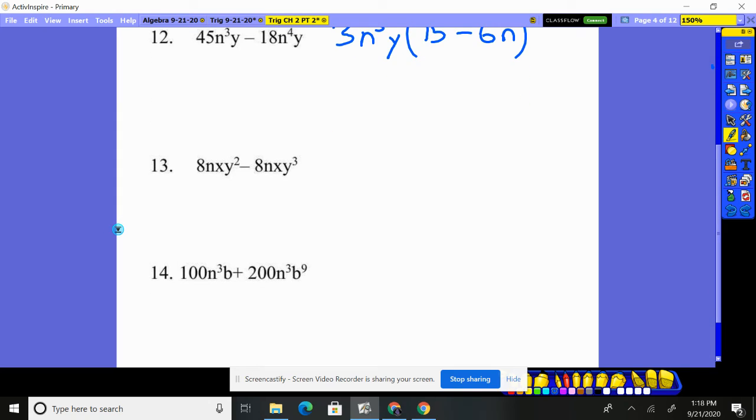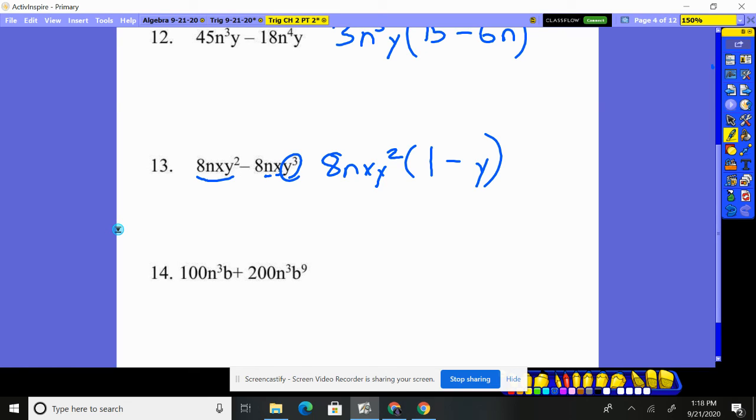Number 13, well, an 8 obviously comes out, an n comes out, an x comes out, and a y squared comes out. Well, we factored the whole thing out. So there's a 1 there holding its place. Minus, well, we took an 8 out, an n out, an x out. He has y to the third. We pulled y squared out, so there's just a single y left behind.